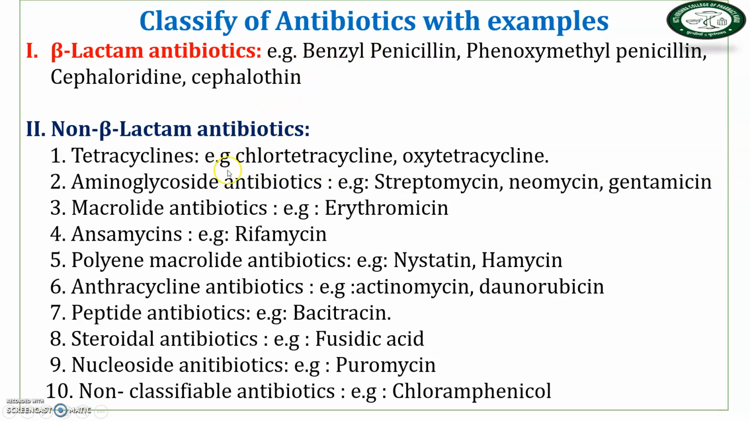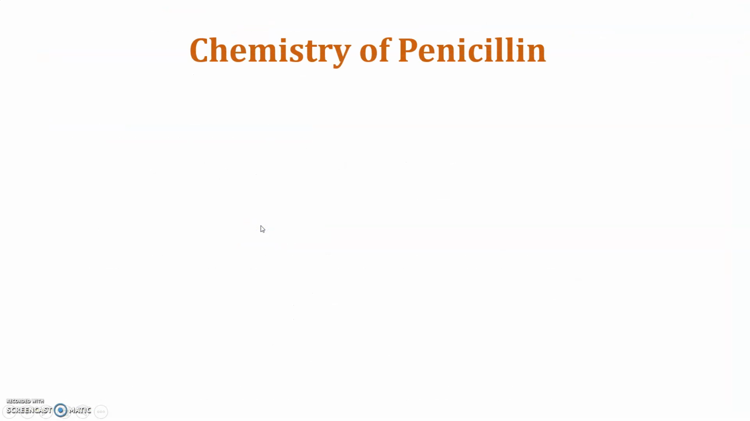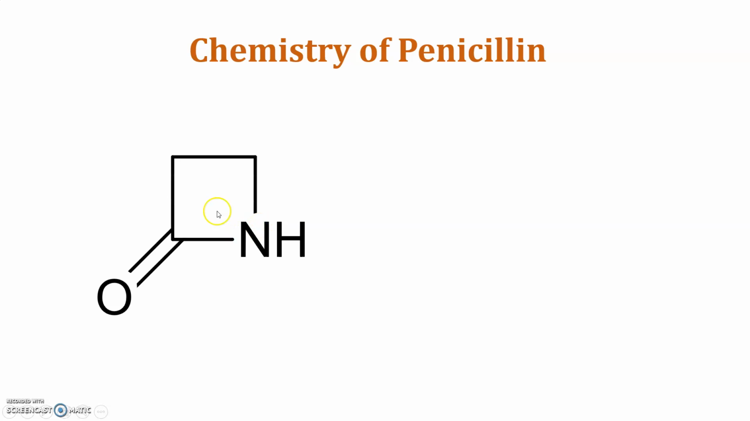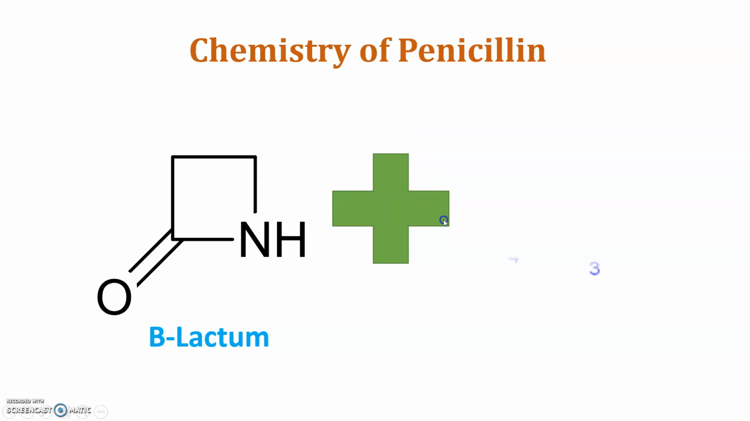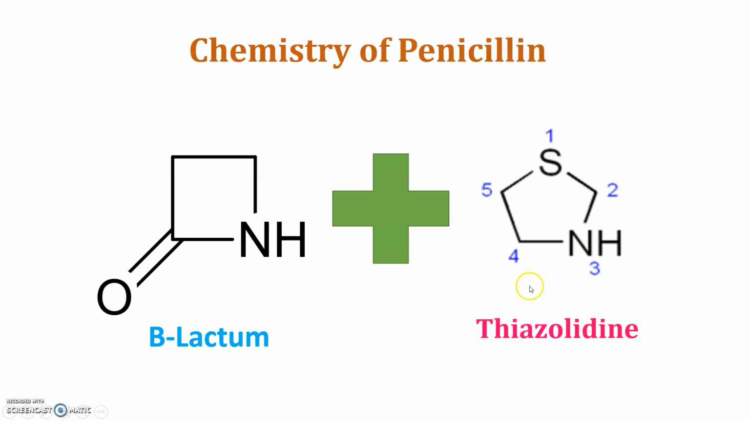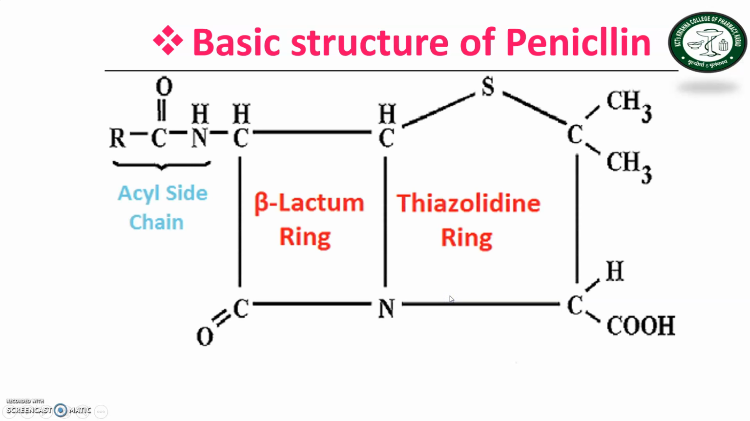According to this class-wise classification, the different examples are very important. First, the chemistry of penicillin. The beta lactam ring is fused with a five-membered ring containing sulfur and nitrogen. The name of that ring is thiazolidine. So the basic structure of penicillin is a fused ring of beta lactam and thiazolidine.